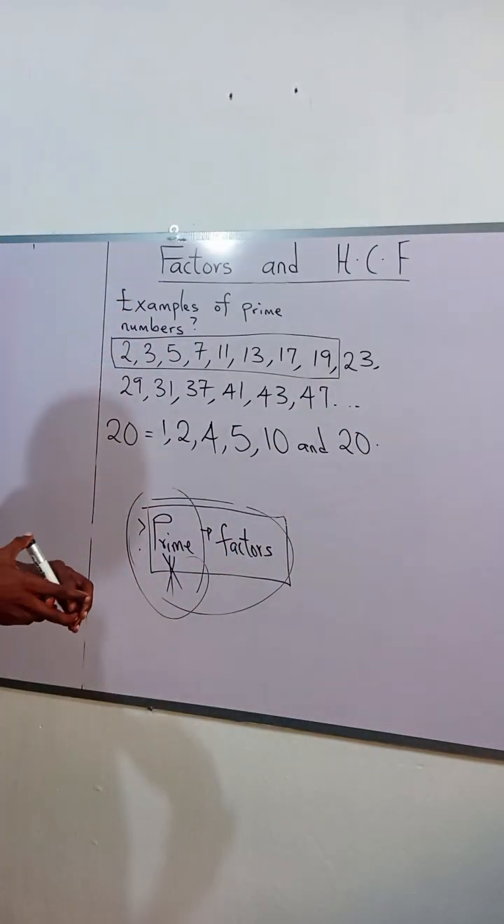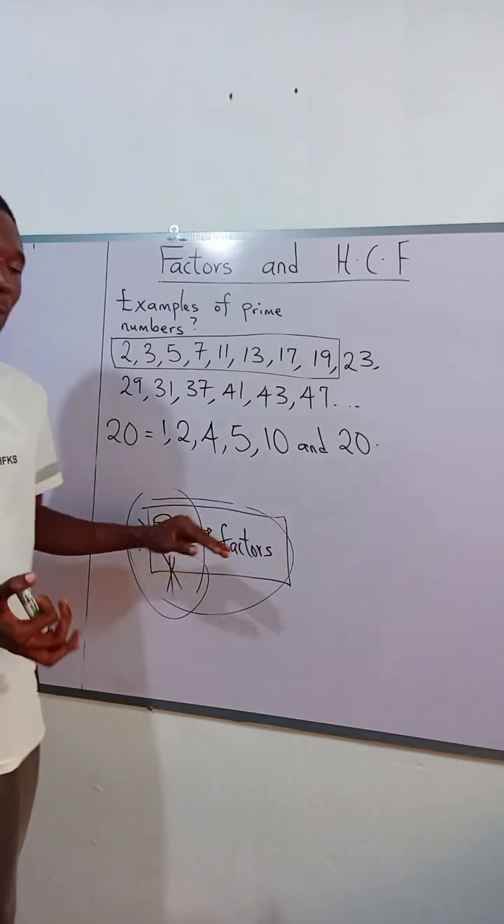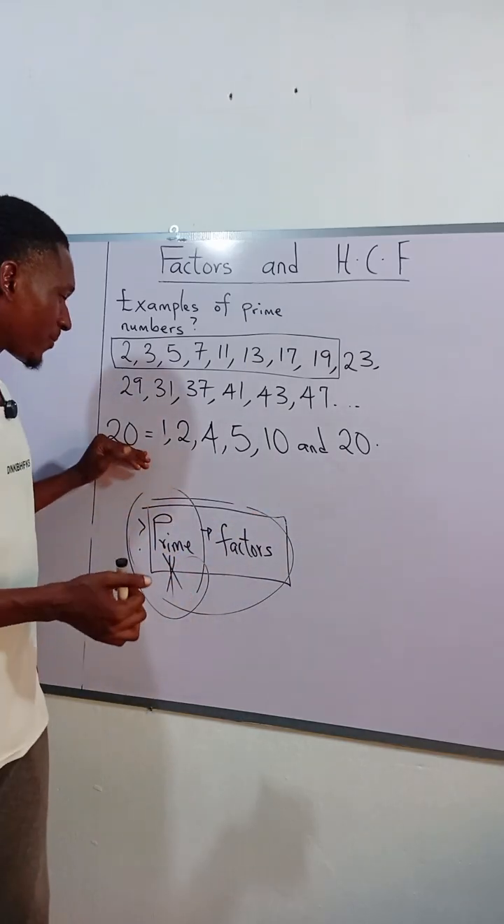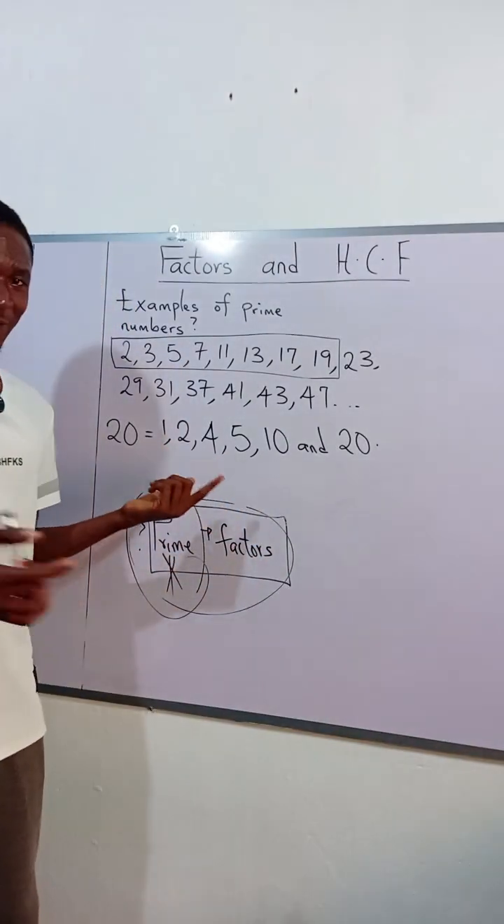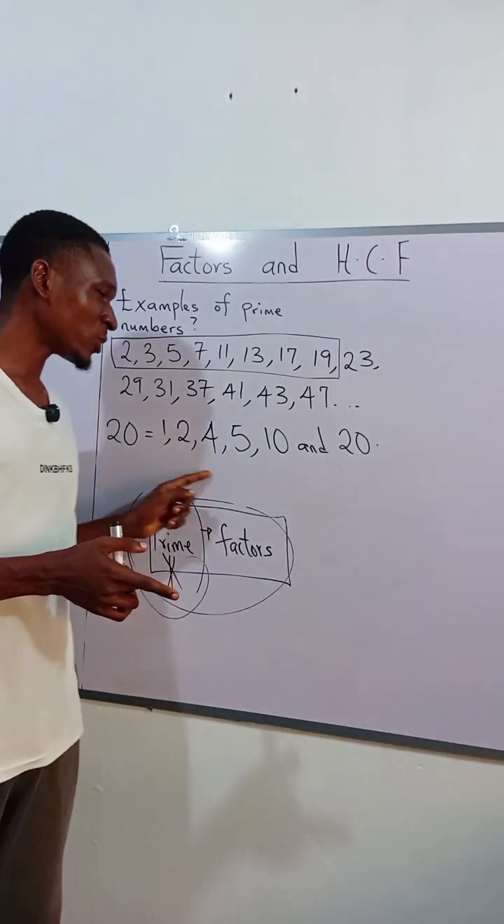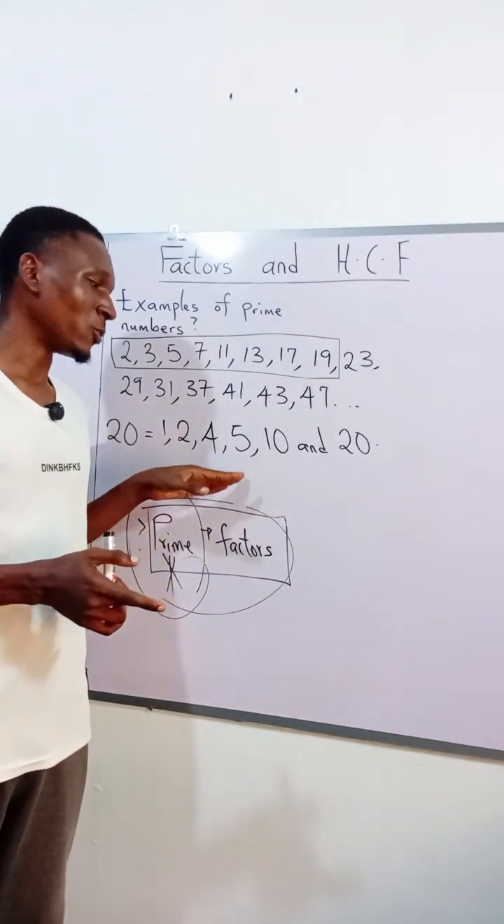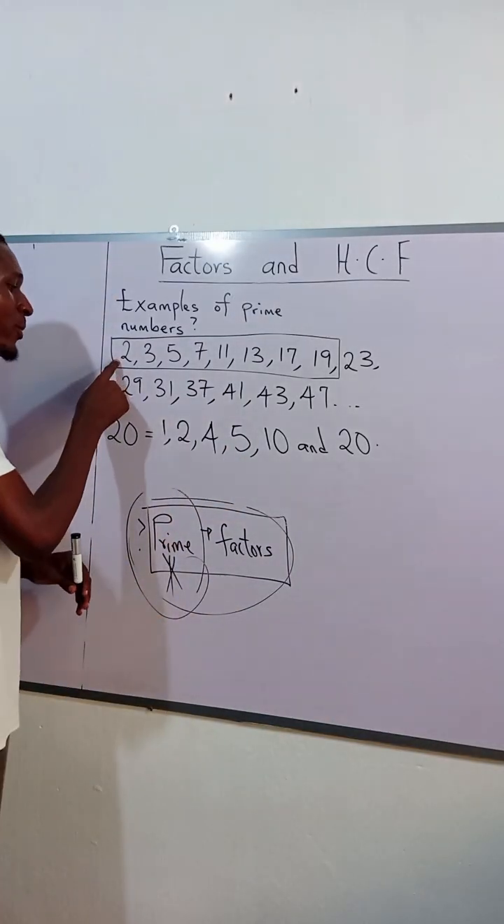Now, what are the prime factors of this number? The prime factors of this number are those factors here that are prime numbers. You see what I'm talking about? If you don't know what a prime number is and you don't know which one is a prime number, you won't be able to look for the prime factors. So we already know our prime number.